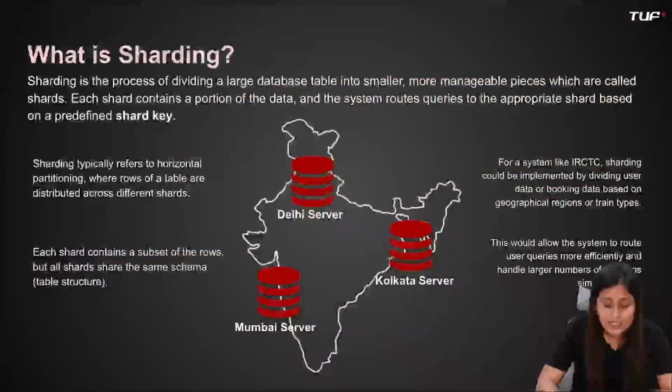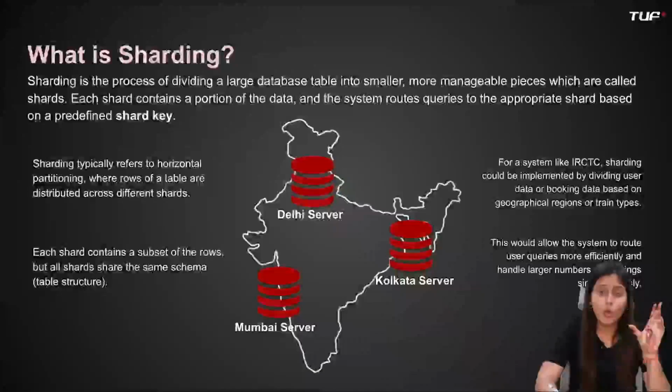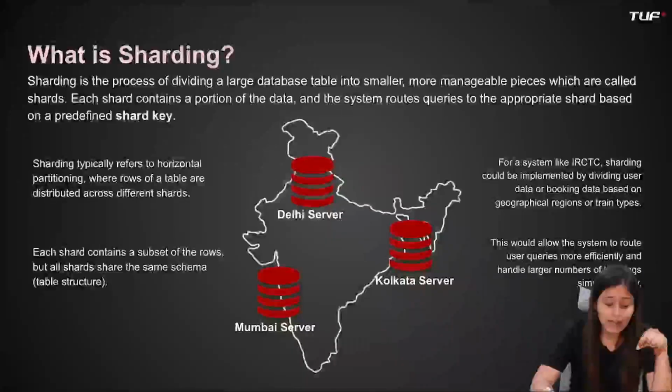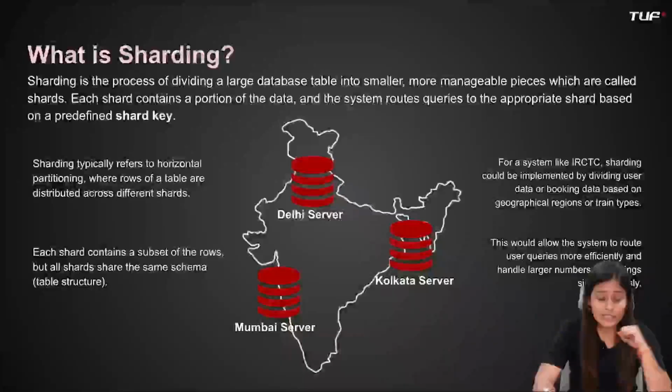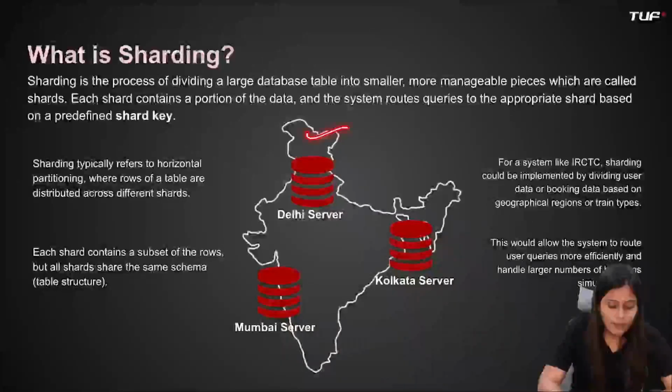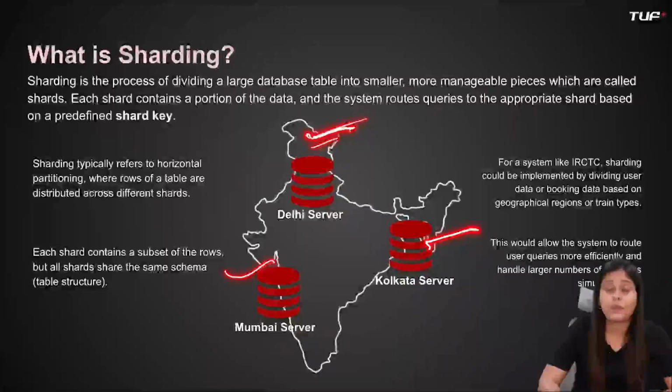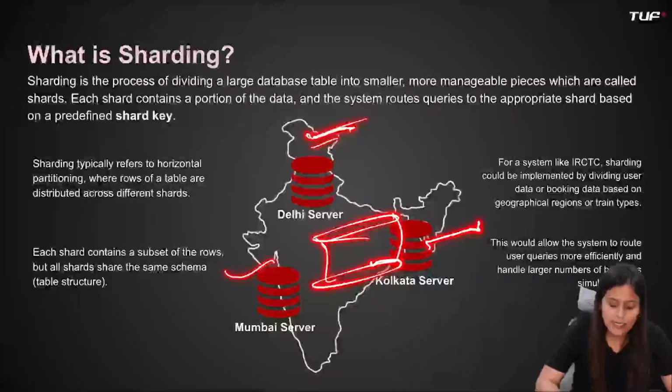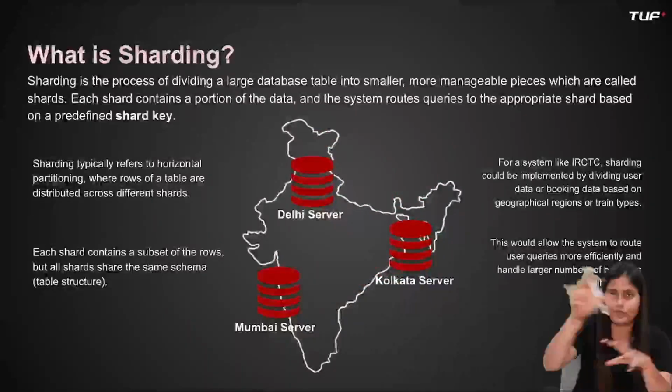For a system like IRCTC, sharding could be implemented by dividing user data or booking data based on geographical regions or train type. On the basis of train type or geographical regions, you can divide the data into different shards. If you have bookings from Delhi, Mumbai or Kolkata and save all that data on the same server, it will be overloaded. That is why you decide to divide the data across different servers.